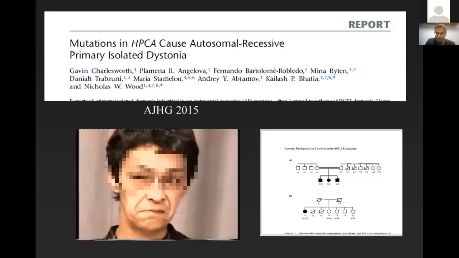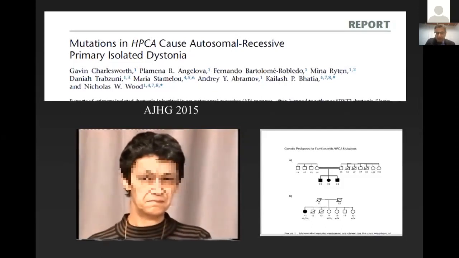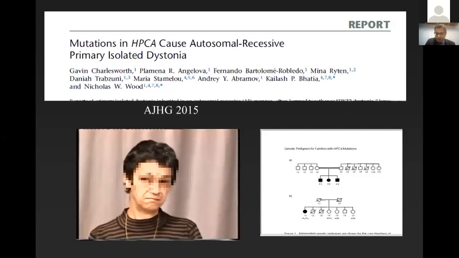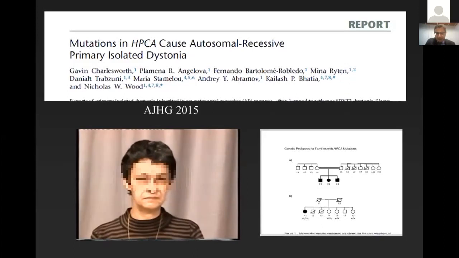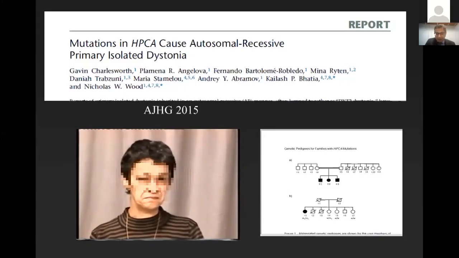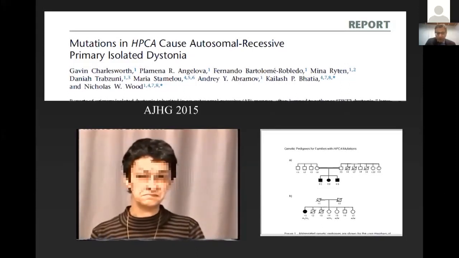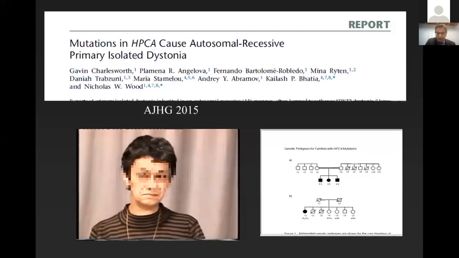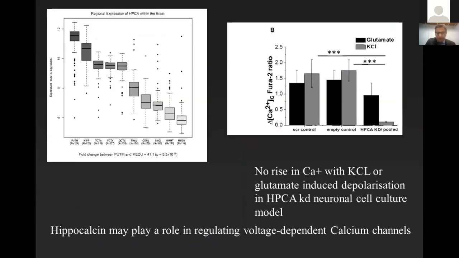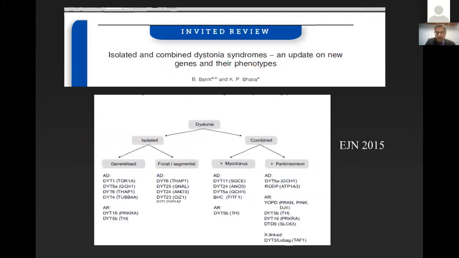Other people have now confirmed this gene in other families, and some of them can have mild cognitive abnormality and mild eye movement disorder. So it may not always be just isolated dystonia. Some other features can be present in some of these patients. Hippocalcin again has a role in voltage-gated calcium channels. So it's another gene, apart from ANO3, which I just told you about, where there is involvement of an ion channel.